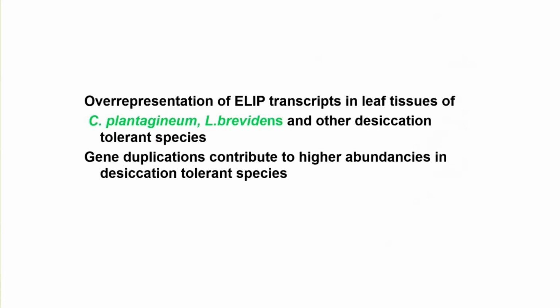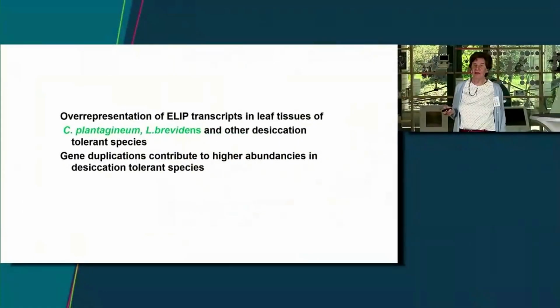So overrepresentation of these ELIP transcripts in leaf tissues was reported in Craterostigma plantagineum and in Lindernia brevidens, and also, as I just mentioned, in all the other desiccation tolerant species for which genomic sequence is available. And this can be explained by gene duplications, which certainly contribute to the higher abundances in these different species. And the numbers, I think, are very impressive, going from 200 to 4.